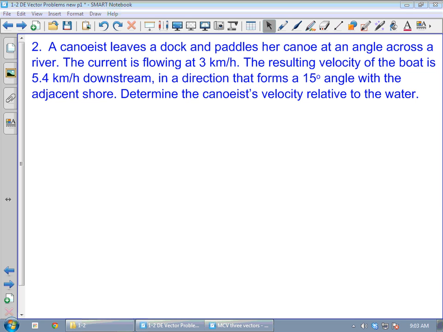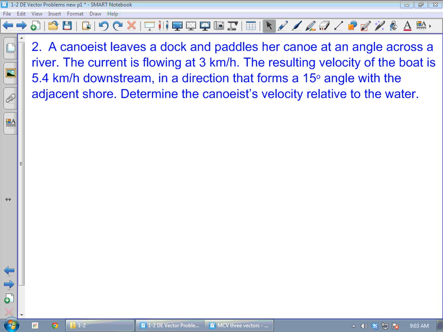So our second question here says a canoeist leaves a dock and paddles her canoe at an angle across a river. The current is flowing at 3 kilometers per hour. The resulting velocity of the boat is 5.4 kilometers per hour downstream in a direction that forms a 15-degree angle with the adjacent shore. Determine the canoeist's velocity relative to the water.